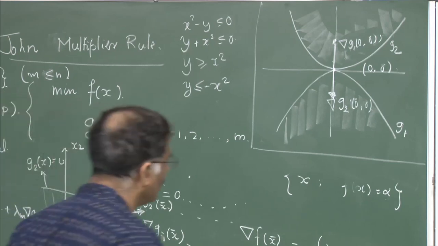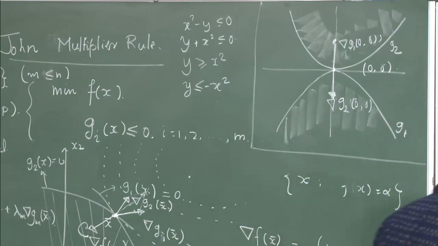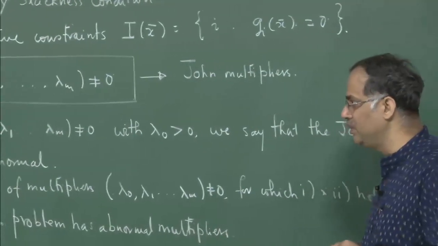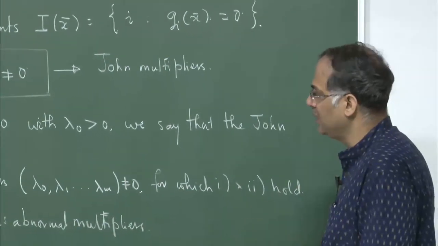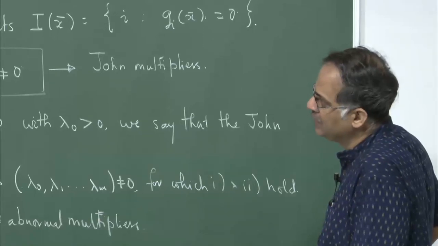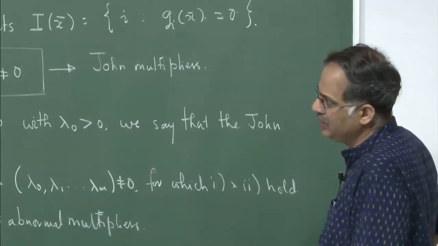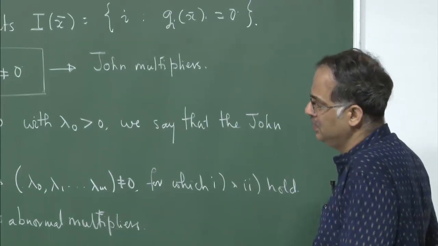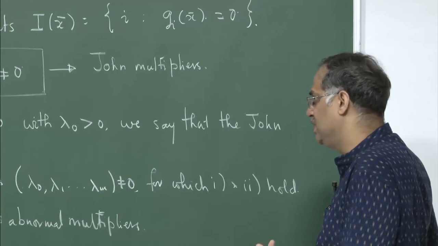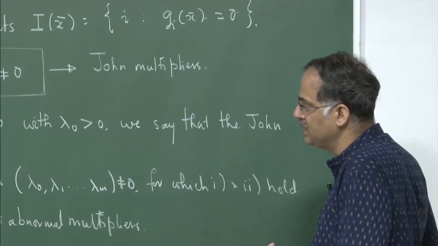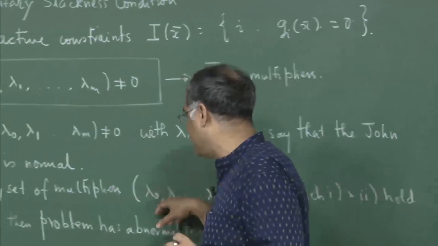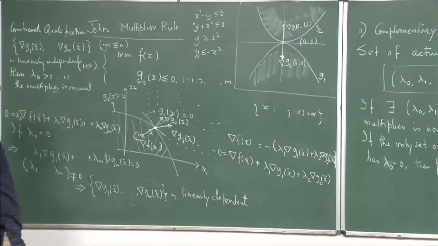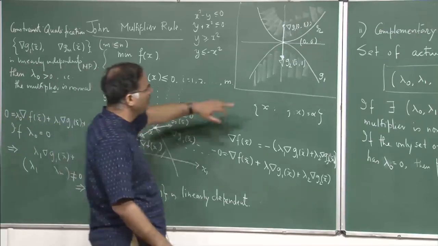We will give a more detailed example after we prove the multiplier rule, because it needs a lot of things to be done before a multiplier rule can be proved even just for inequality constraints. Then we will give a concrete example, due to Kuhn and Tucker in a 1951 paper, showing that the only possible Lagrange multipliers that will satisfy the conditions are the ones with lambda naught equal to 0. So, that would be very important. Here you can see that grad g1 and grad g2 are linearly dependent.